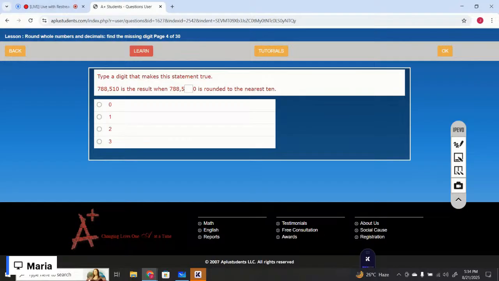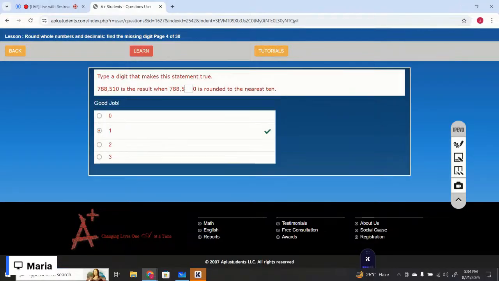778,510 is the result when 788 is rounded to the nearest 10, right? It would be 1, because you need to round it to the nearest 10, so it is 1.